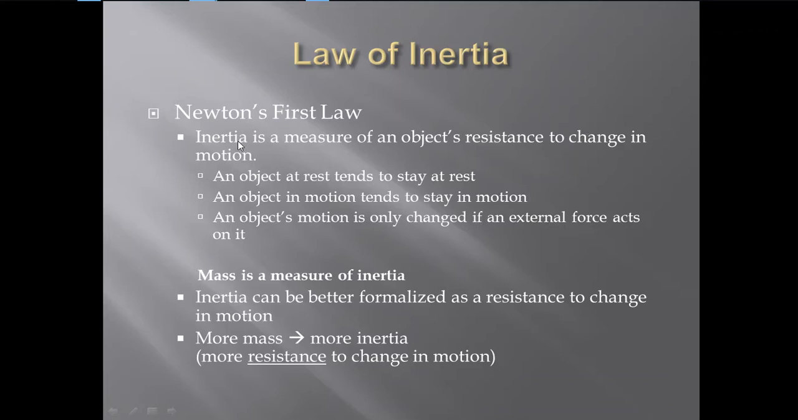Okay, and you're like, well, okay, let's write that down. That is legitimately what it is. Inertia is a measure of an object's resistance to change in motion. Now, there are 3 things that are offshoots of that. You probably heard about this in the Magic School Bus. An object at rest tends to stay at rest. An object in motion tends to stay in motion. And an object's motion is only changed if an external force acts on it.